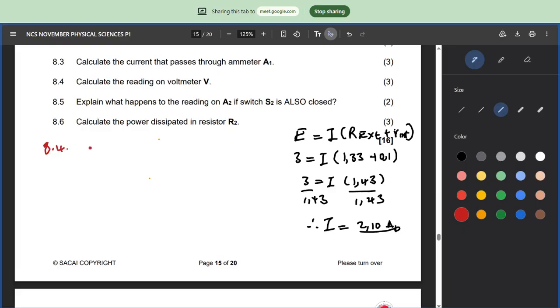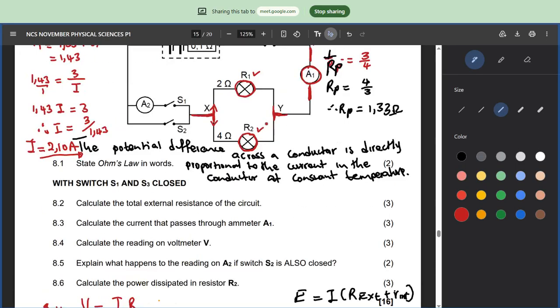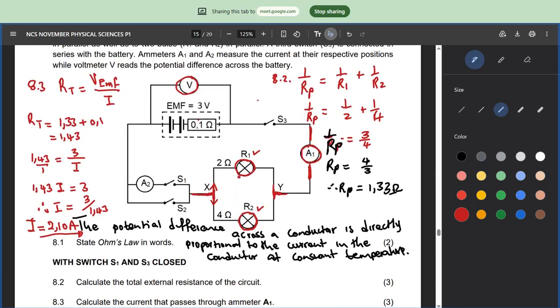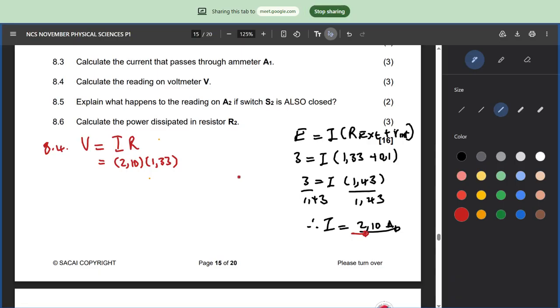V is equal to the current times the resistor. So we're going to use the total current, which was 2.10, which is the one that we just got. And then you're going to use the external resistor, which was 1.33. This is R external. Then when you punch that on the calculator, it should give you the answer. What is that equal to?